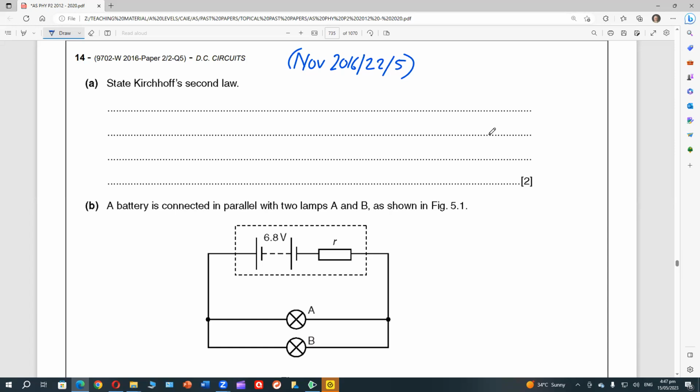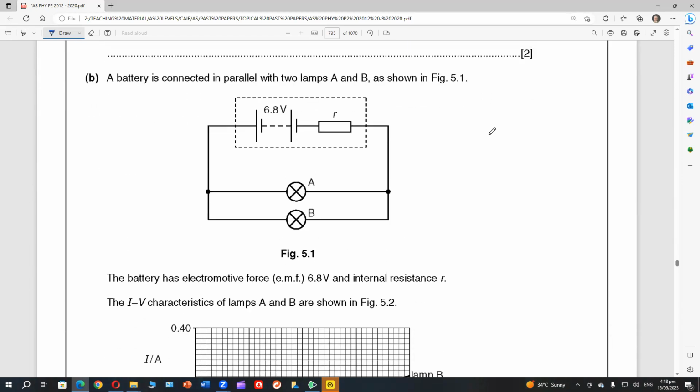State Kirchhoff's second law. So what was Kirchhoff's second law? It's a memory game. That the EMF is equal to the sum of the PD. Across a closed loop, the sum of voltages is equal to the algebraic sum of the EMFs. A battery is connected in parallel with 2 lamps A and B as shown.